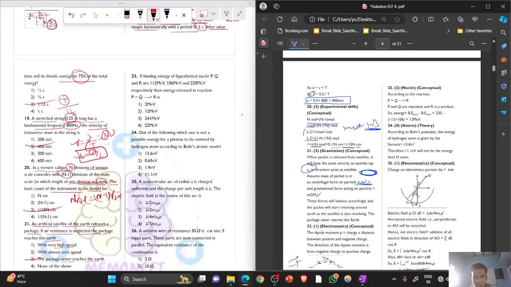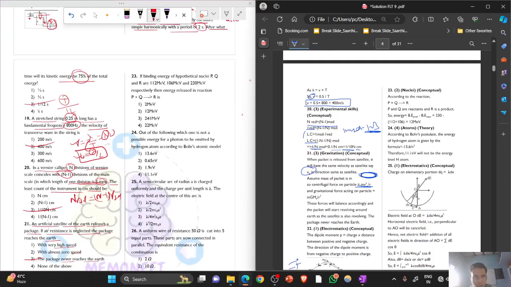Now moving ahead to question number 23. The binding energies of the hypothetical nuclei P, Q, R are given. You just need to calculate the energy released in the reaction. Energy released is the binding energy of the product minus the binding energy of the reactant. Your product is R and your reactant is this. So the binding energy of R minus the sum of these will come out as your answer. That will be 12 mega electron volt. A simple formula question.